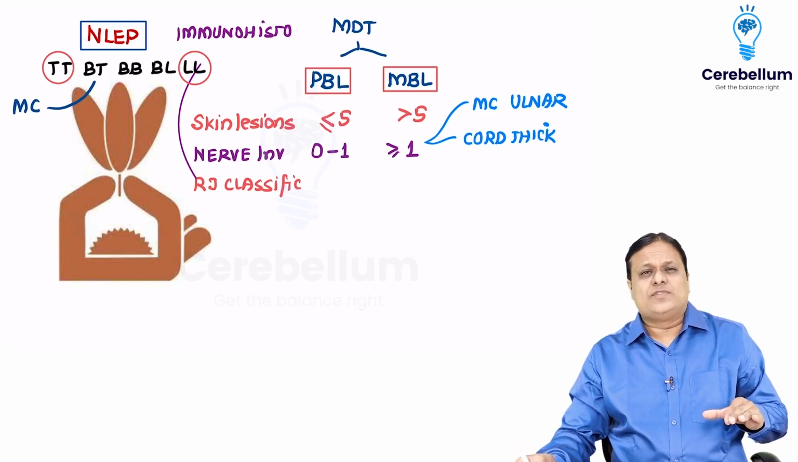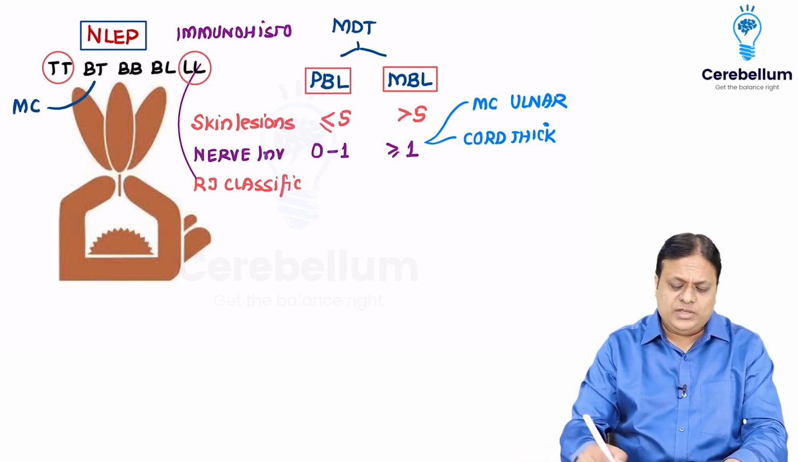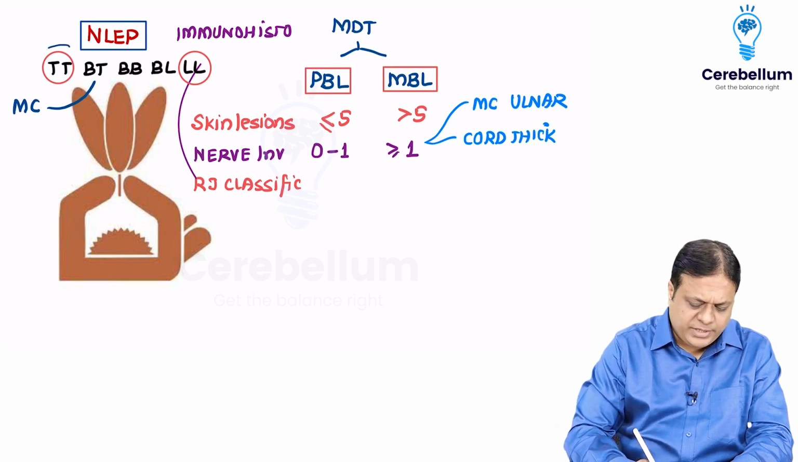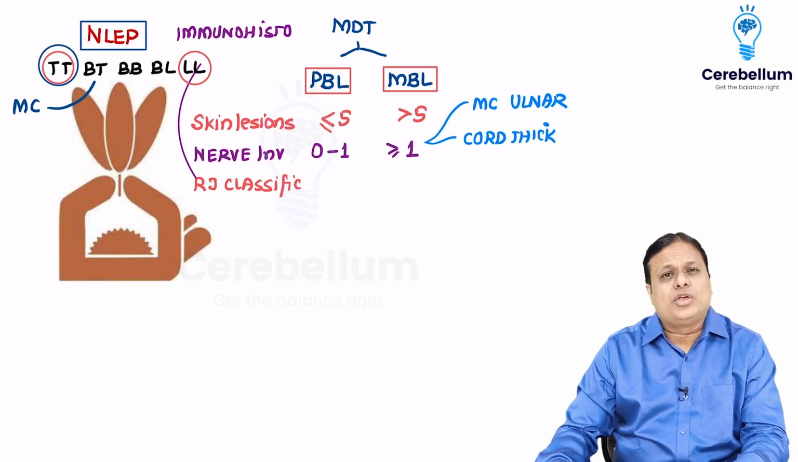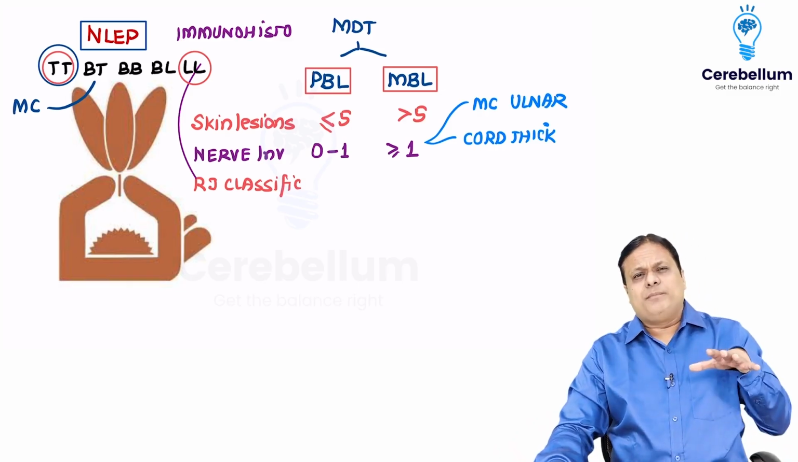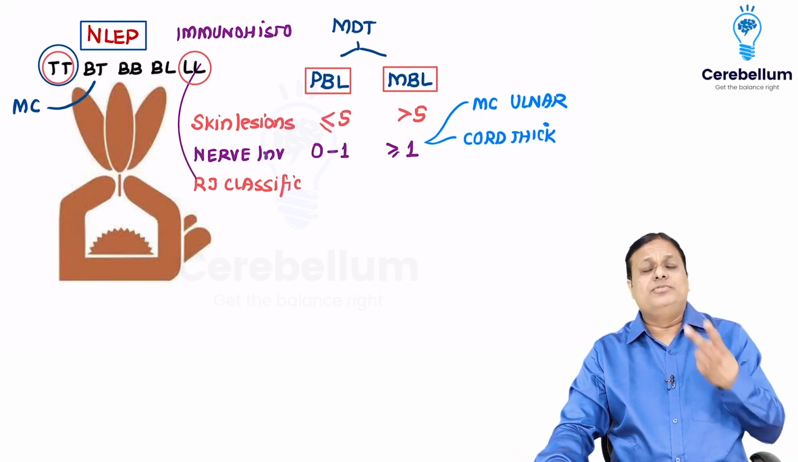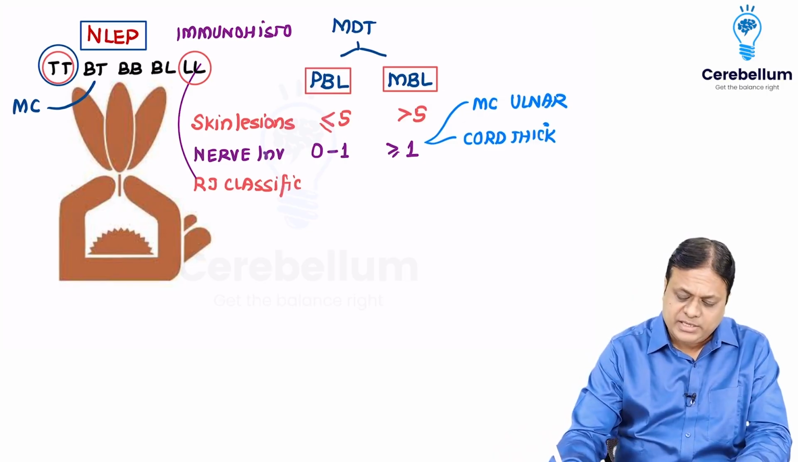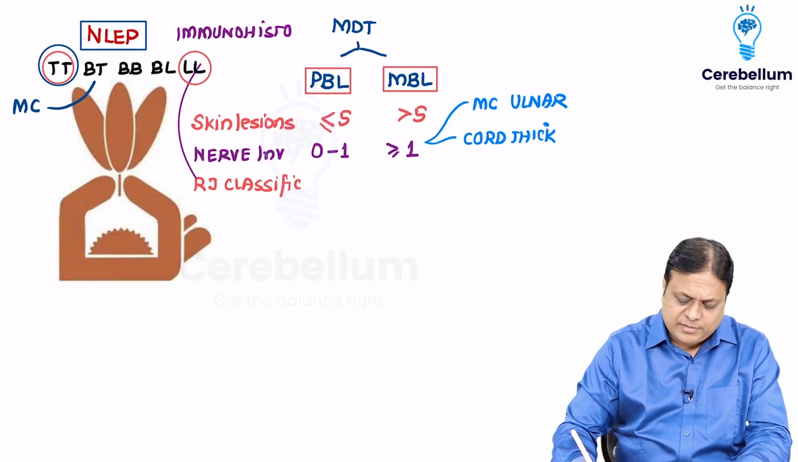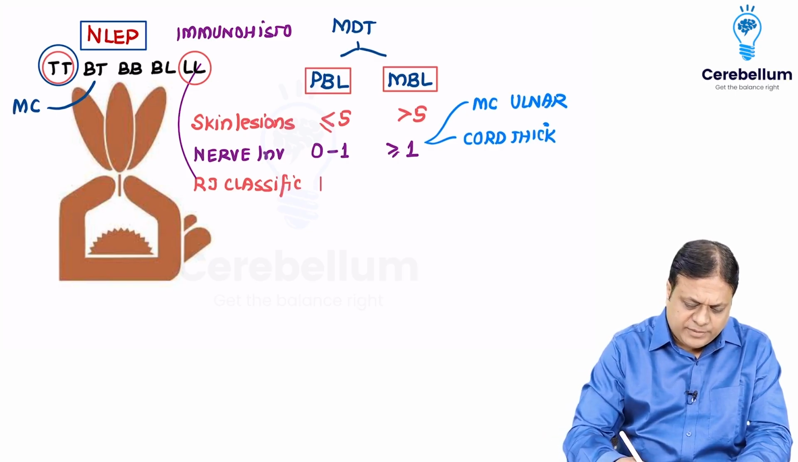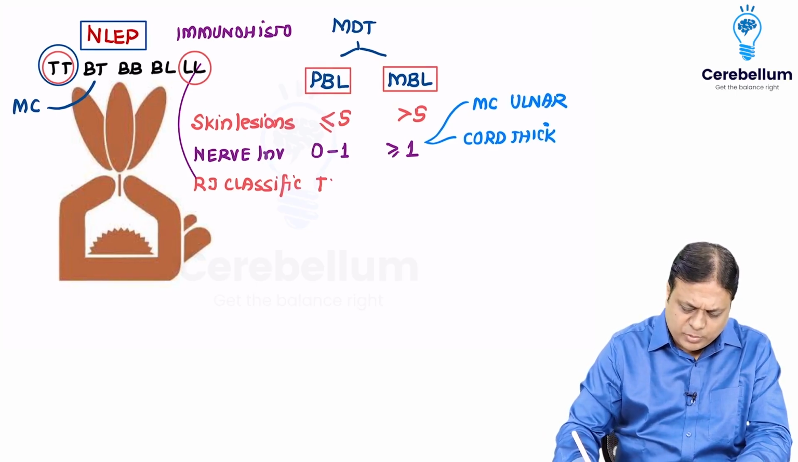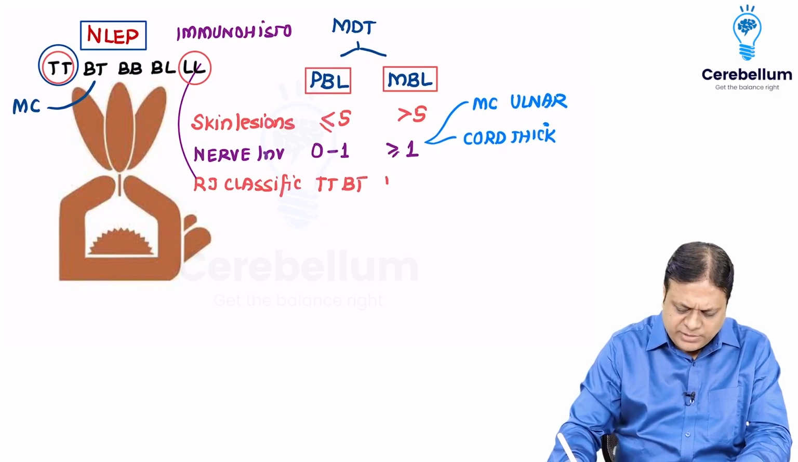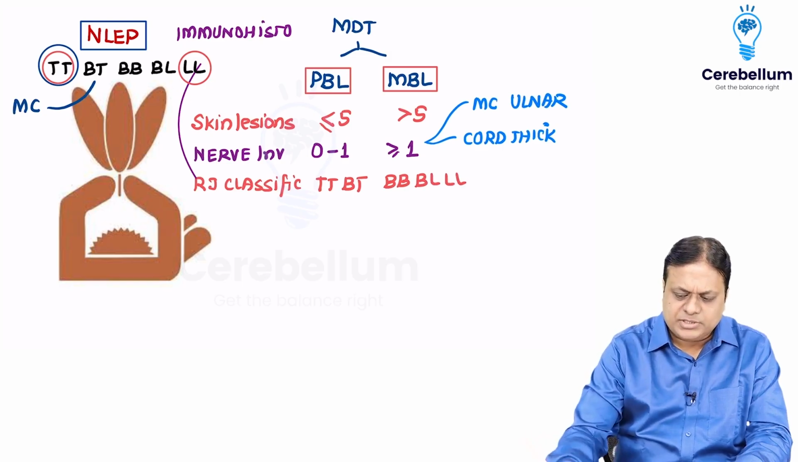Lepromin test is a test of cell mediated immunity. So even a strongly positive lepromin test is seen in tuberculoid leprosy. But in the program, we are treating them not as 5 but as 2 types, pauci and multi. So when we look, tuberculoid and borderline tuberculoid are pauci, the other 3 are multibacillary leprosy.